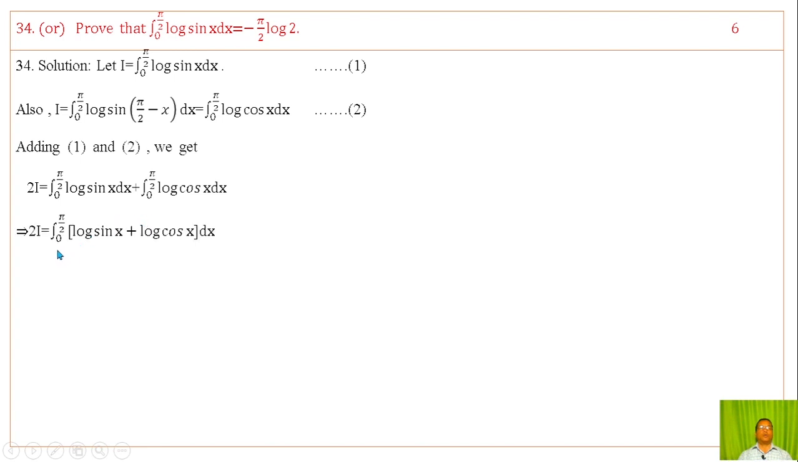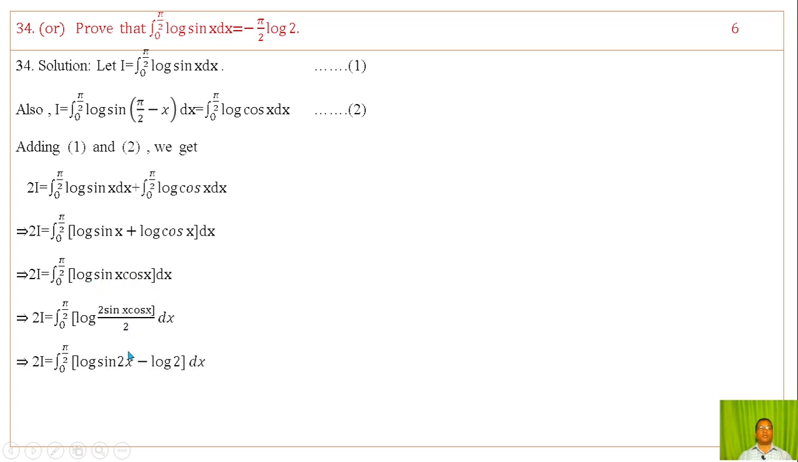Using the property of definite integrals, we get 2I equal to the integral of log of sin 2x by 2. Then log of this by this is log of this minus log of 2. But the integral of log 2 between the limits 0 to pi by 2 gives I1. Question 3.